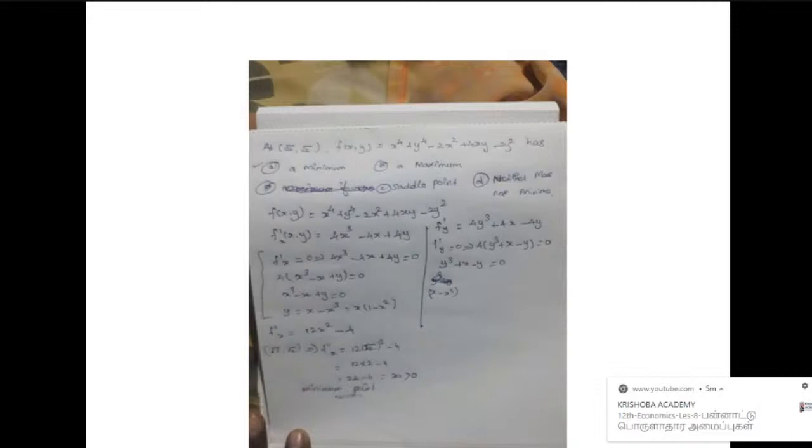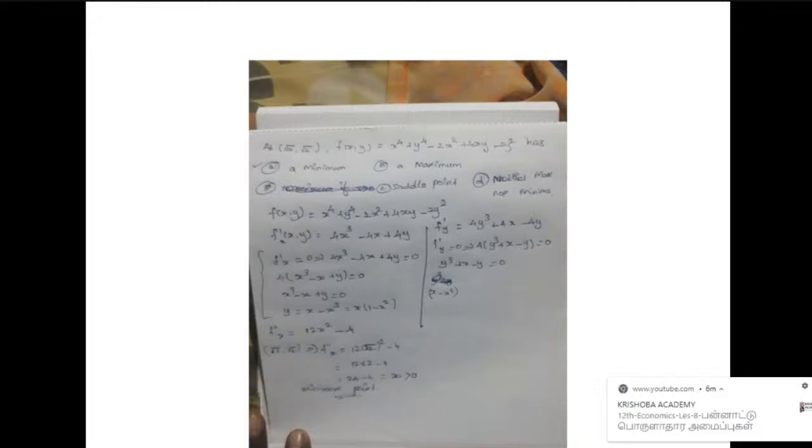Then I substitute the point root 2 comma root 2. X is equal to root 2 and y is equal to root 2. Here the y is not present. So x square is equal to 2. While substituting that, f double dash of x is greater than 0. So this point will produce a minimum value. The root 2 comma root 2 is a minimum point.